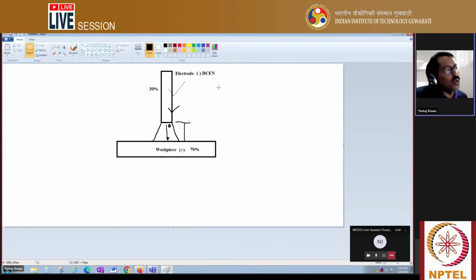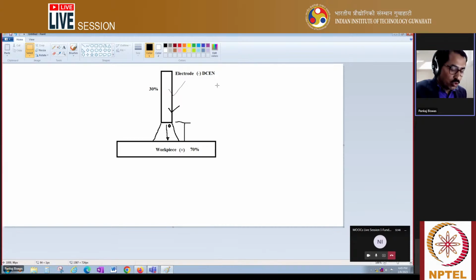Once your electrode is consumable type, meaning the electrode is melted, a droplet is formed, and it is deposited, then DCEN polarity is not preferable, because less heat is generated in the electrode. If you want your electrode to melt and be deposited, then you want to generate more heat in your electrode. So to get more heat generation in the electrode, your polarity should be opposite. That means it should be DCEP, electrode positive.